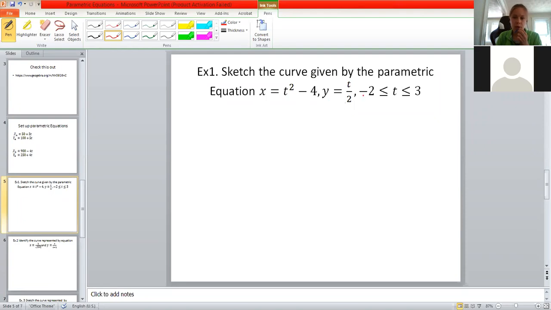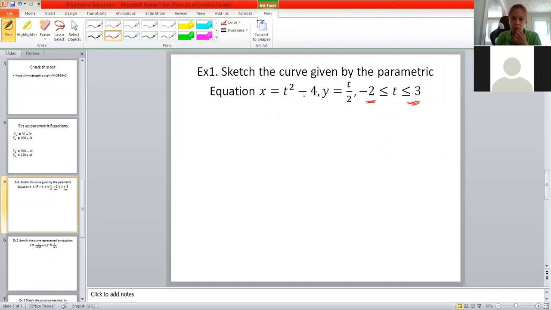y equals t over 2. And of course, time cannot be negative, but t is some parameter here. It's changing between -2 and 3. In order to sketch an accurate curve, first of all, I need to know what the graph will be. So let me express y in terms of x or x in terms of y. I just need to know what graph I am trying to draw.